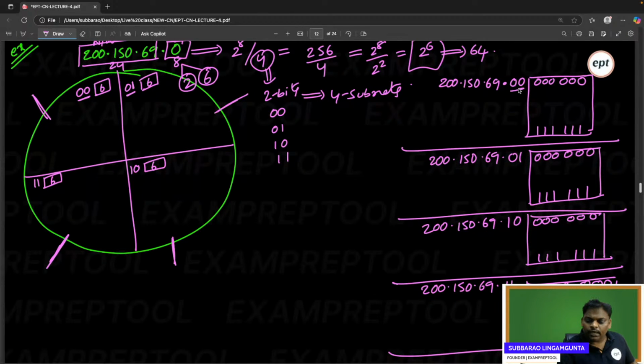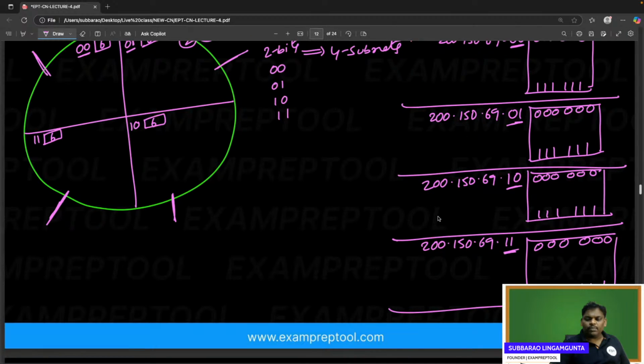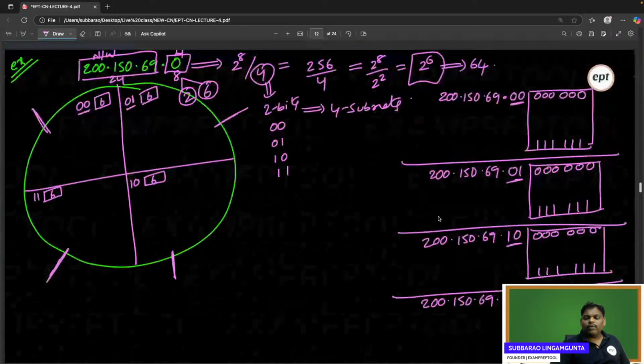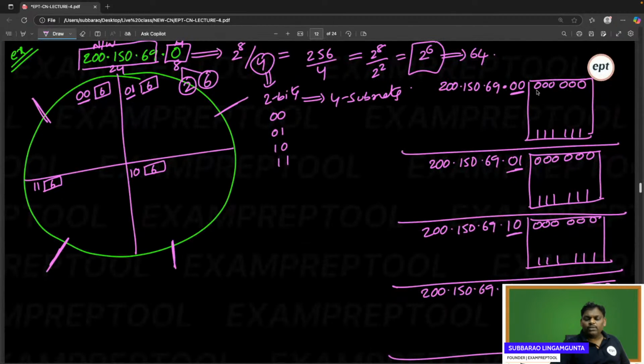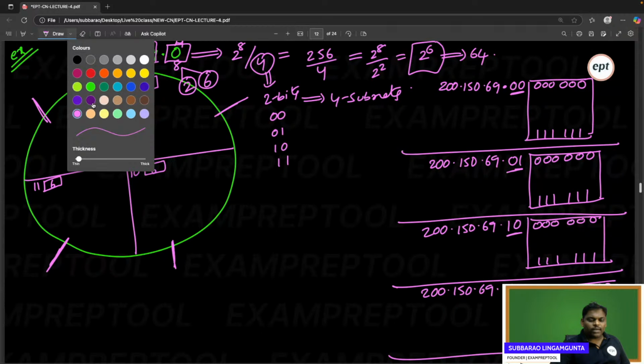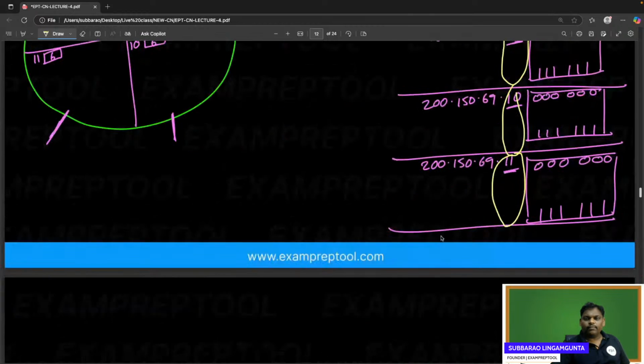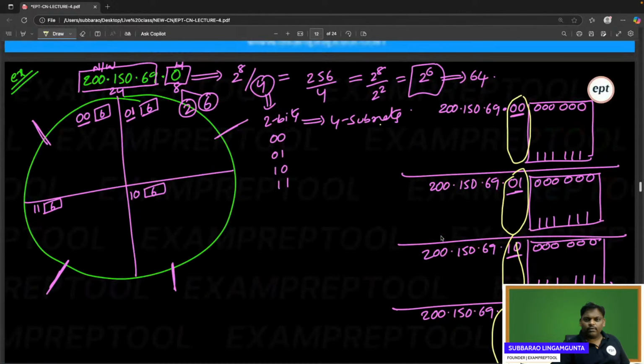See, subnet 0, subnet 1, subnet 2, subnet 3. I want to divide into 4 subnets. So for the subnet purpose, 2 bits, 2 zeros to 2 ones. If you want the subnet area, I will highlight the subnet area. Can you see this one? This is the subnet area. Subnet 00, subnet 01, subnet 10, subnet 11. Like this all are there.